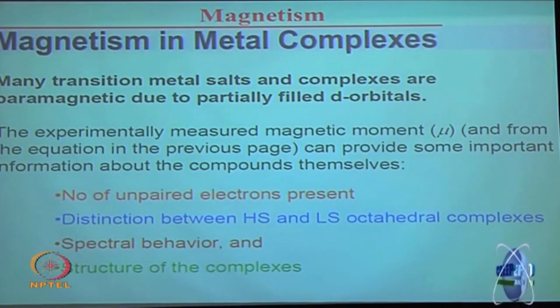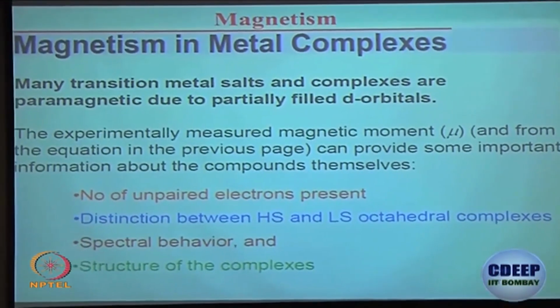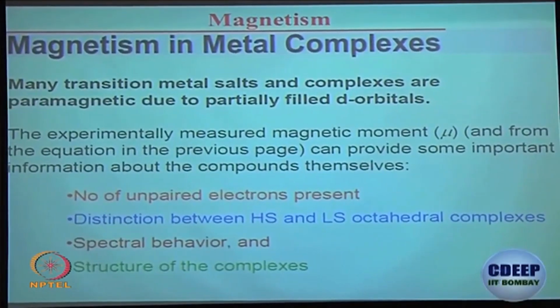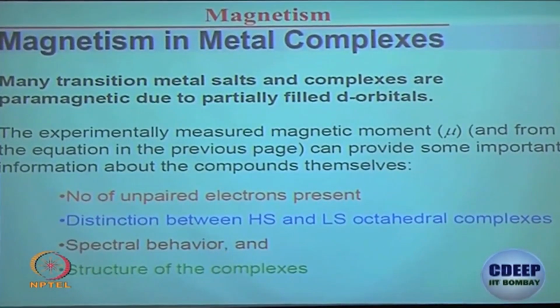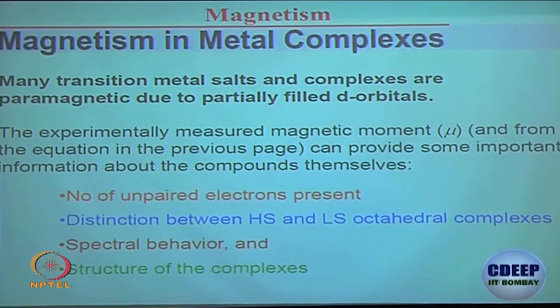All we need to care about for this course, we are mainly trying to see the metal complexes with unpaired electrons, d electrons, right? So the number of unpaired electrons is going to matter to us because the unpaired electrons are the ones which are going to give you the magnetic moment. Of course, we need to worry about high spin and low spin because that will also determine indirectly the number of unpaired electrons. And from there, we can of course try to see the spectral behavior and structure of the complex.